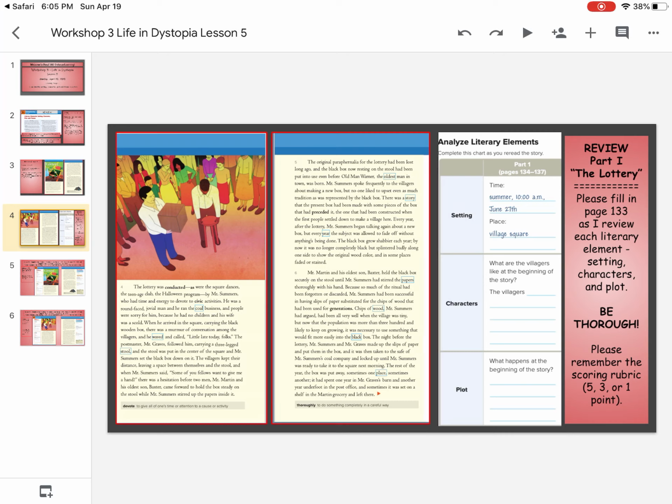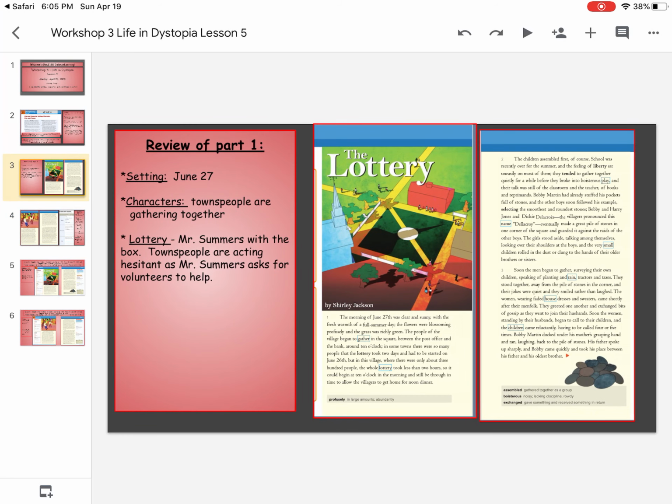Okay, the next thing is the plot. What happens at the beginning of the story? We know that the villagers or the townspeople are gathering together in the village square. It is the annual event, the lottery. We know that the children are assembled first. And then they mentioned how the boys were gathering stones. If we look, that would probably be back in one of the first pages that we read.